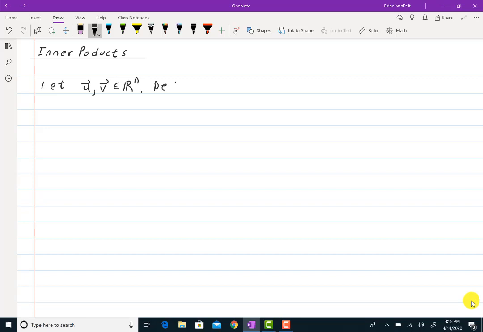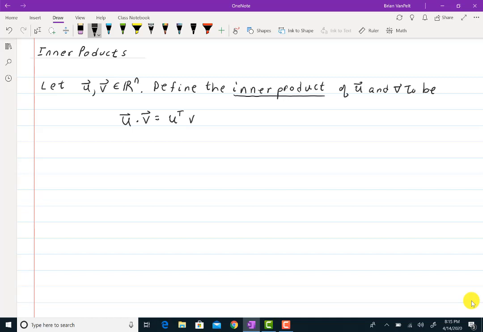Define the inner product of U and V to be, the notation we'll use is this: U dot V, and this equals U transpose V.